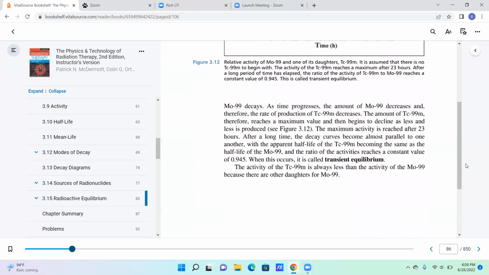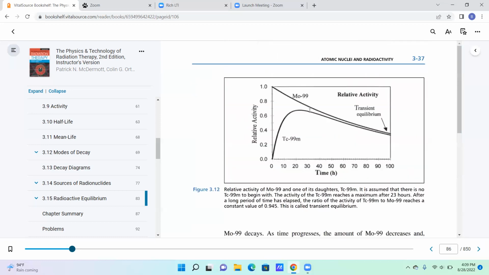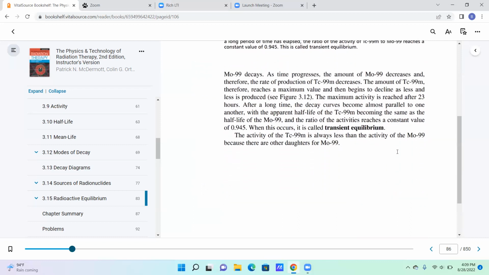Maximum activity is reached after 23 hours. After a long time, the decay curves become almost parallel to one another. When this occurs, this is called transient equilibrium. The activity of the technetium is always greater than the activity of the molybdenum because these are the two daughters for molybdenum.